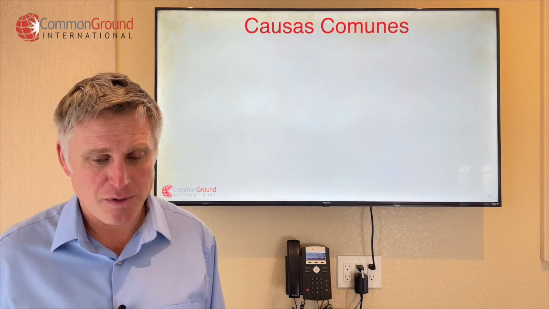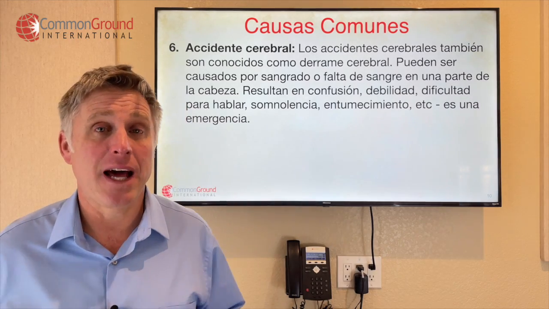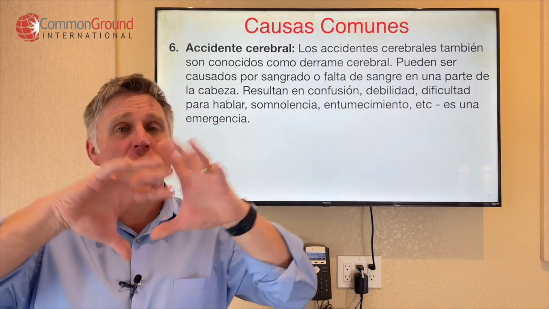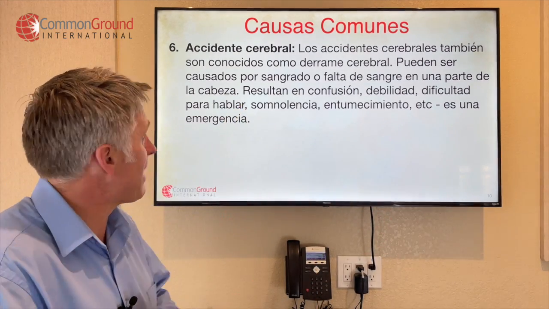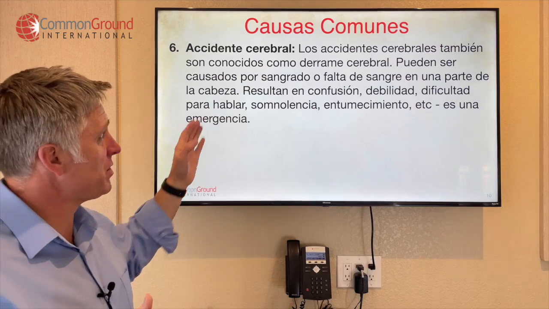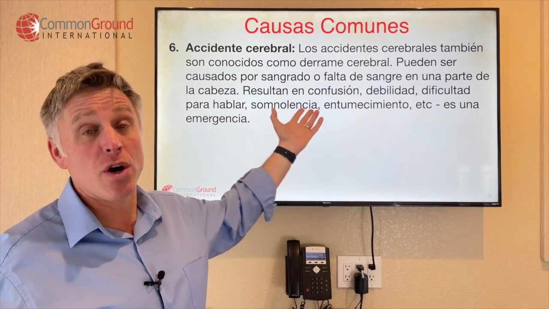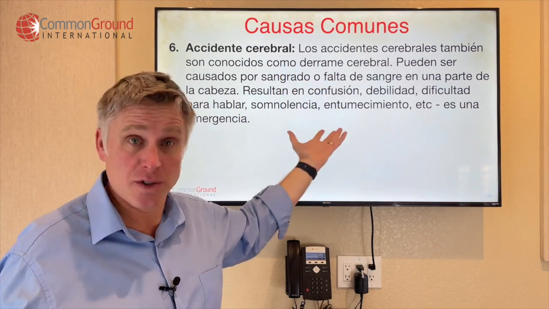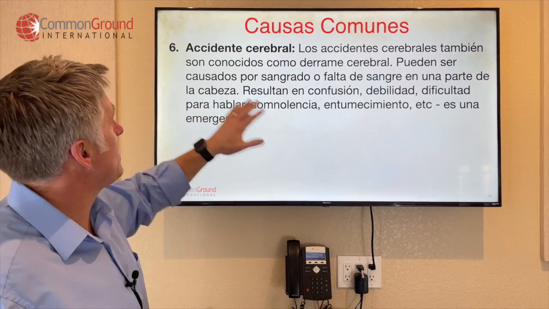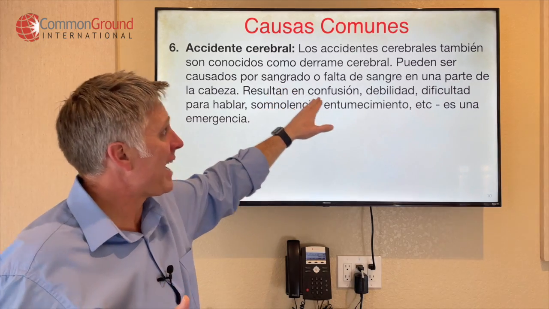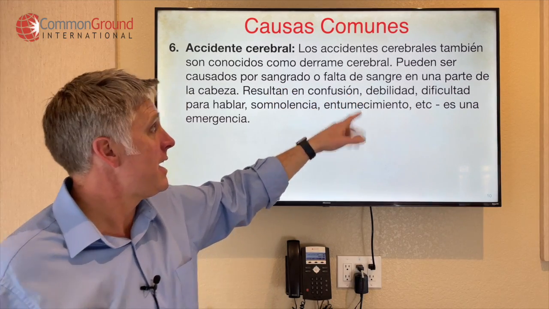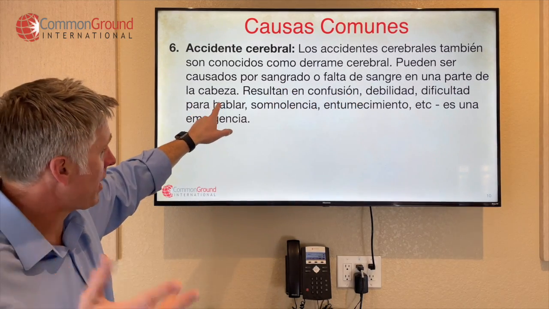All right, continuamos. Un accidente cerebral. Accidente cerebral is kind of like the general term for a stroke. Los accidentes cerebrales también son conocidos como derrame cerebral, also known as derrame cerebral, another word for stroke. Pueden ser causados por sangrado, so they can be caused by a bleed, o falta de sangre, or lack of blood, en una parte de la cabeza, in a part of the head.